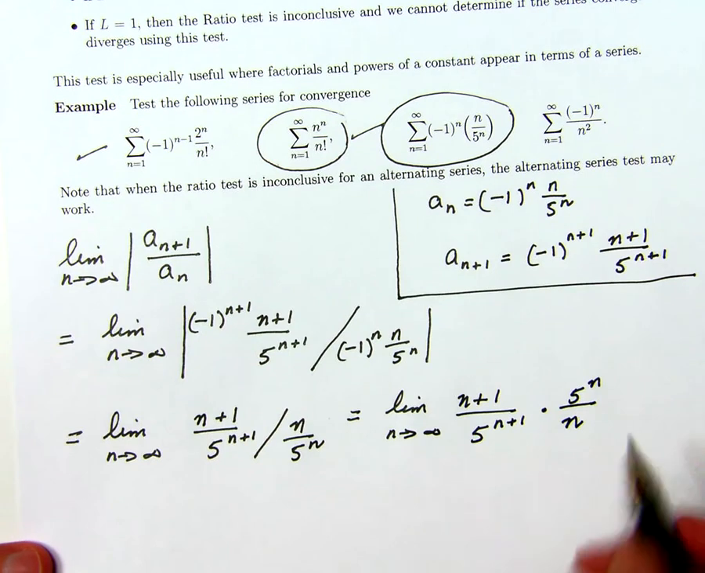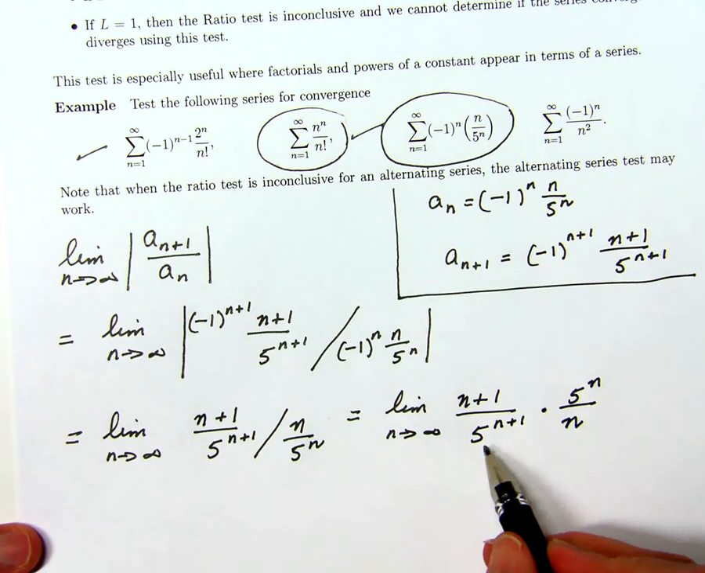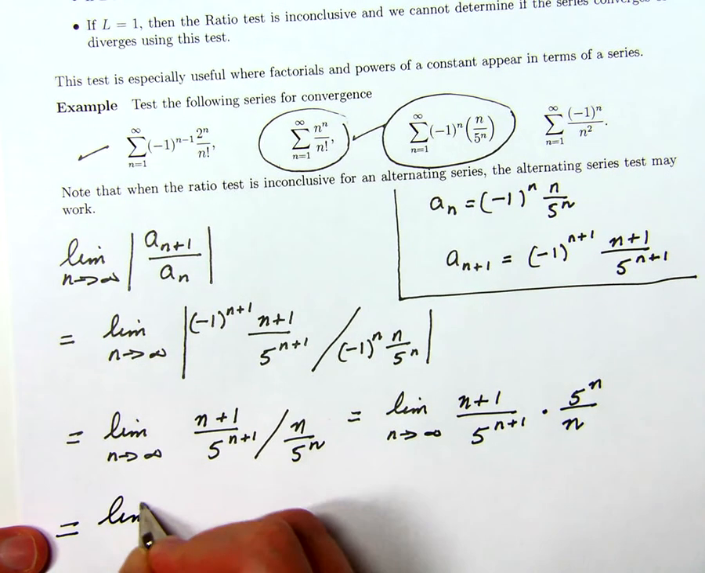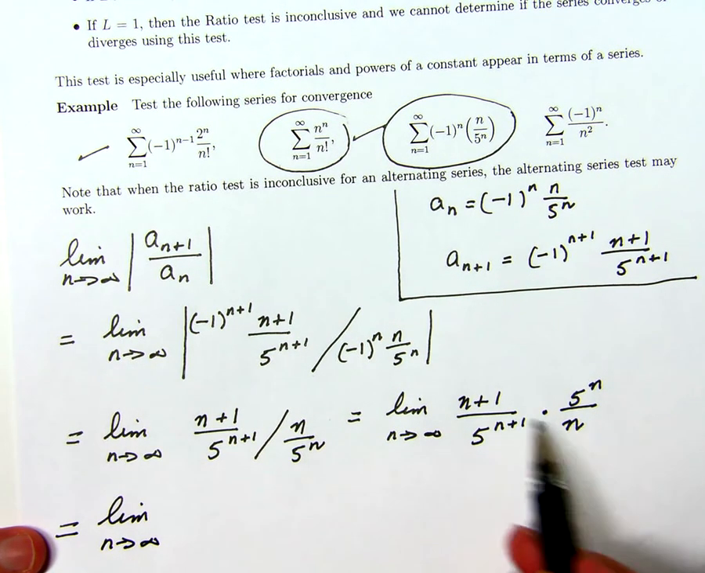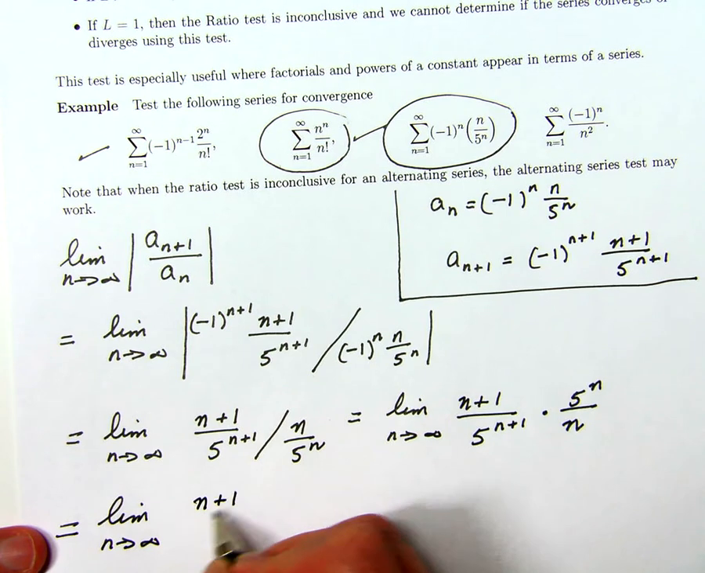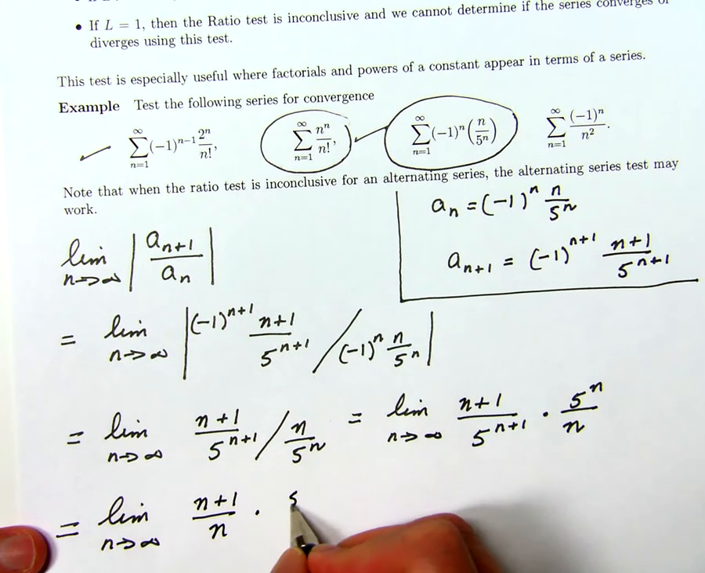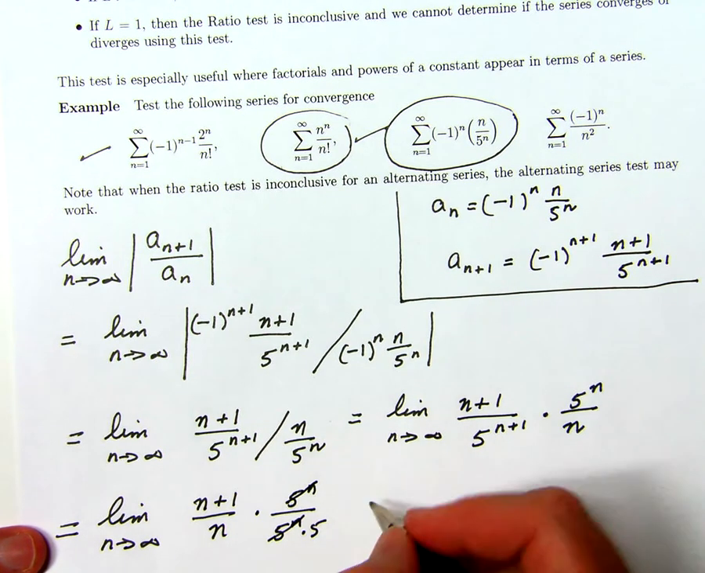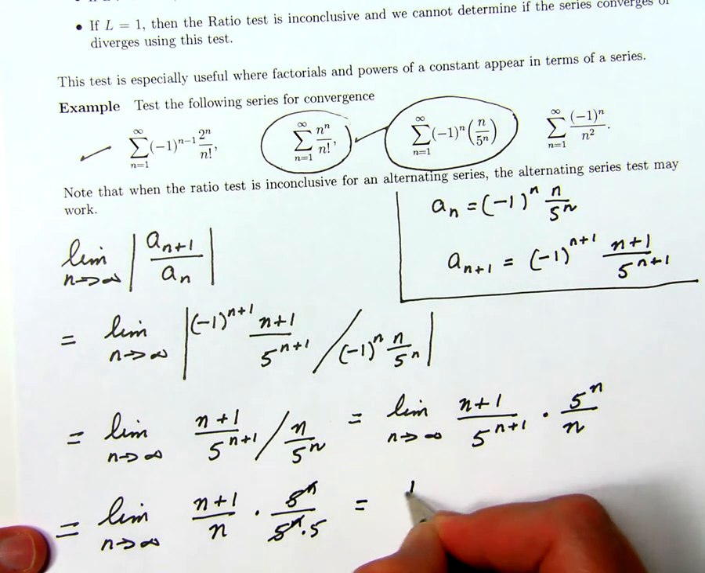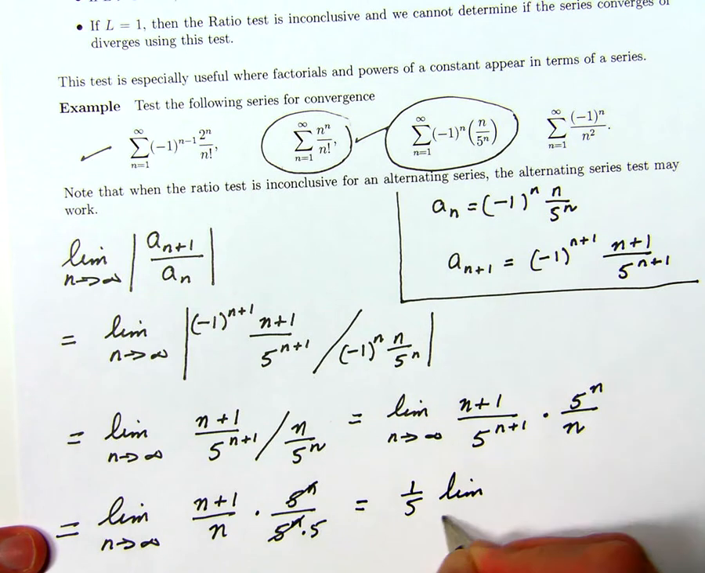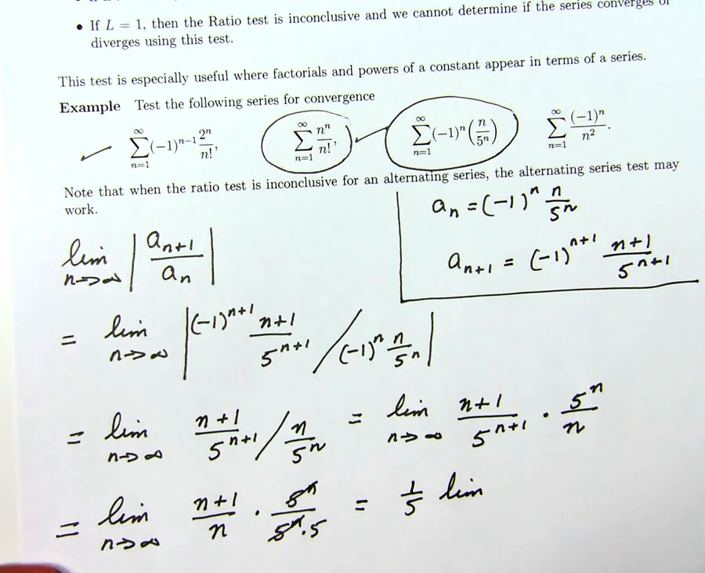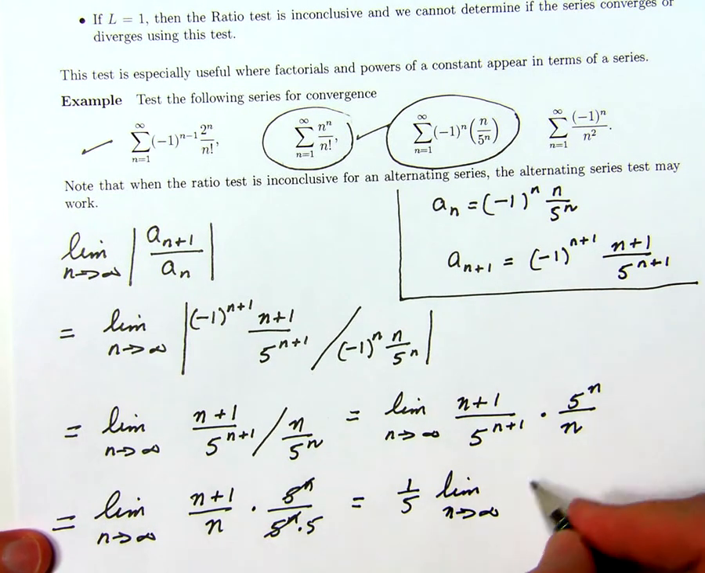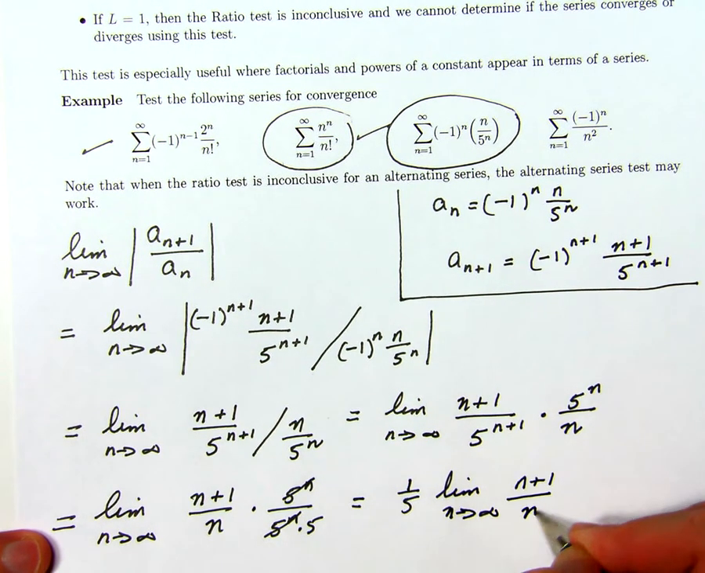Now I have some cancellation here. This 5^(n+1) is 5^n times 5, so that's equal to the limit as n goes to infinity. I'm going to put this n+1 together with the n, times 5^n over 5^n times 5. That goes away, and that's 1 over 5 times. I can pull out that 1 over 5 since there are no n's in it. It's not changing as n changes, times the limit of what's left here, (n+1) over n.